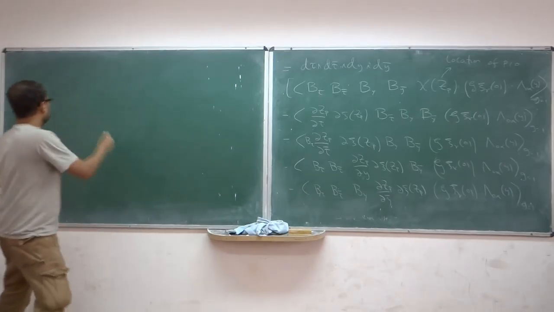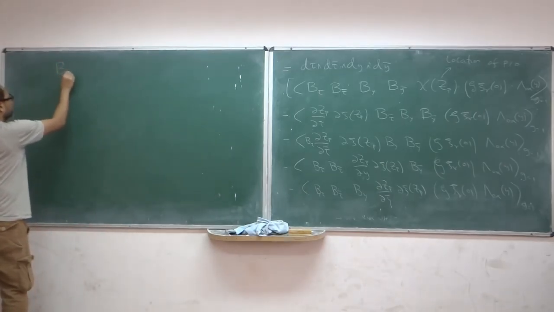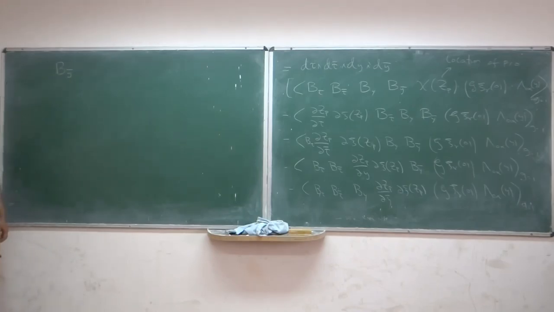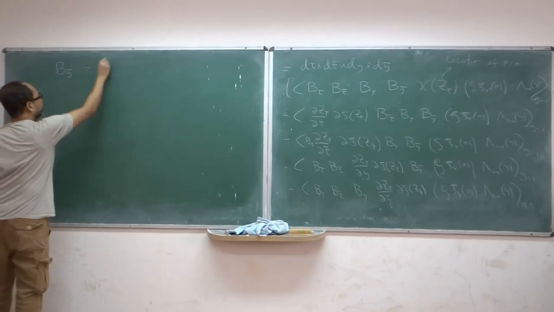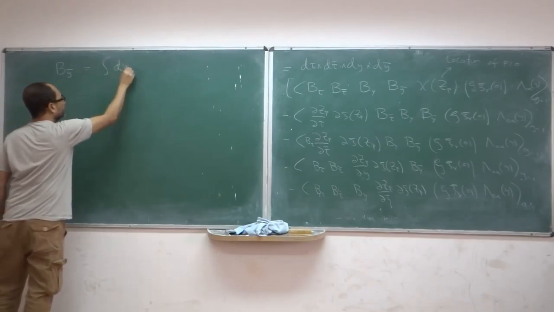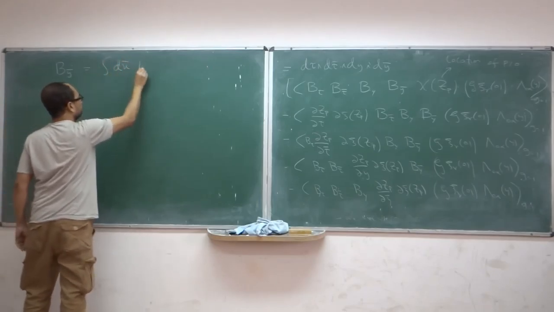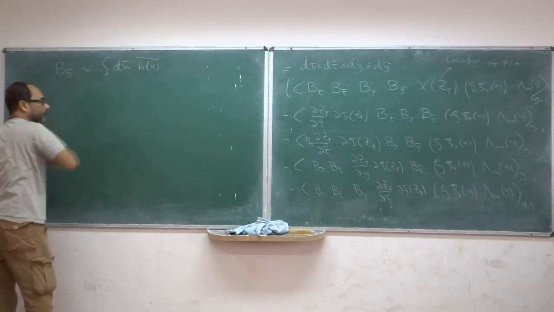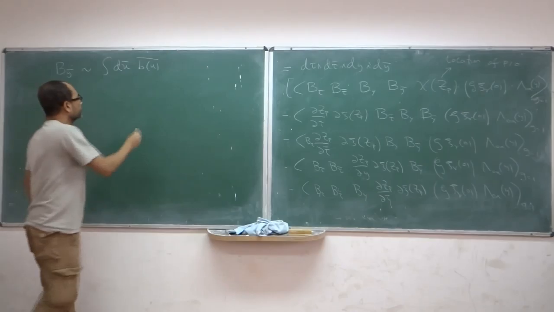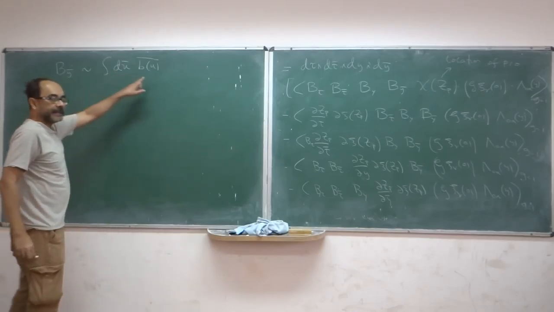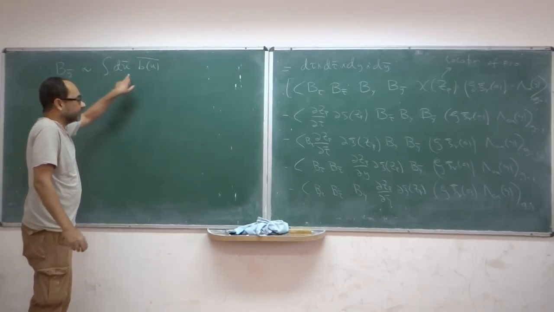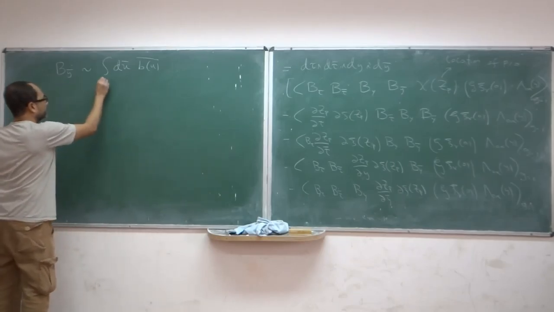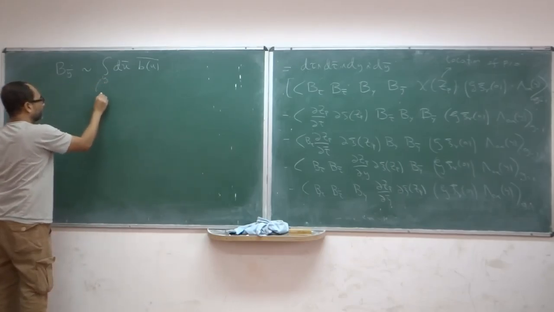So let's recall the definition of B Y bar. So B Y bar was integral d u bar. Okay, this proportion, I'm keeping track of the signs. And this integral is done around the circle C2, right, which is around y. So this means the integration around y.